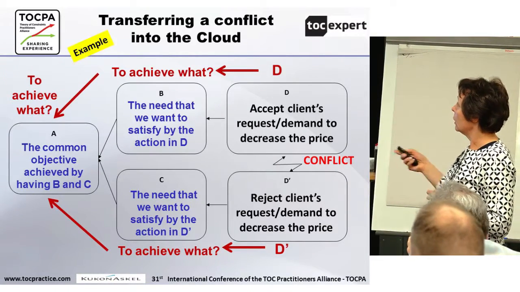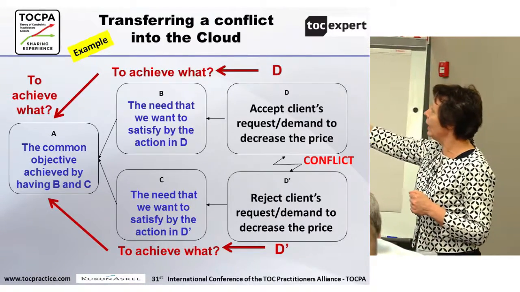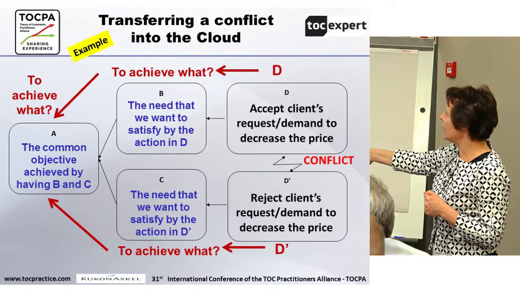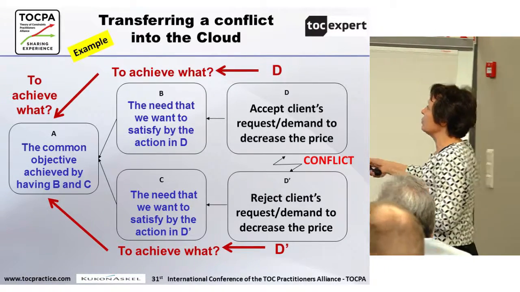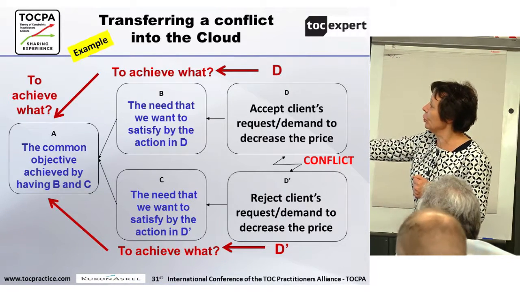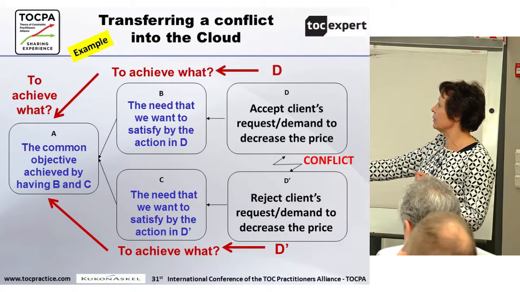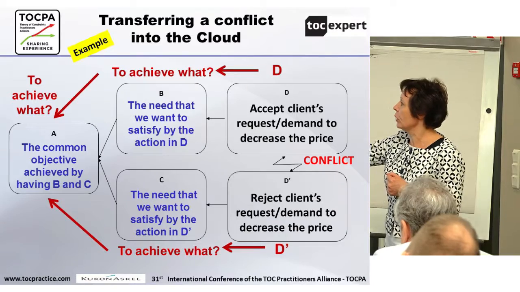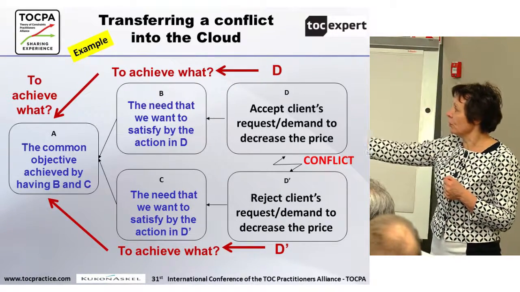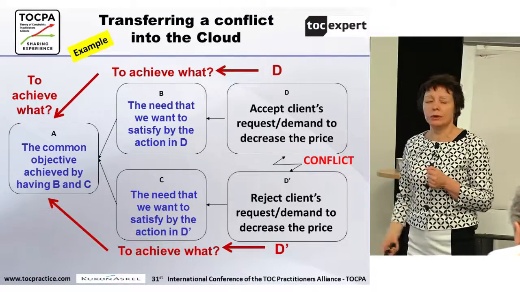So this was the conflict, but now let's see how we can sort it out with the cloud. In order to accept the client's request or demand to decrease the price, to achieve what? To avoid losing the order or the client. Reject client's request or demand to decrease price, to achieve what? To ensure the target markup. Avoid losing the order or the client and ensure the target markup. To achieve what? Secure getting profits.